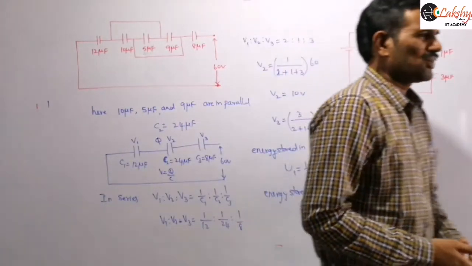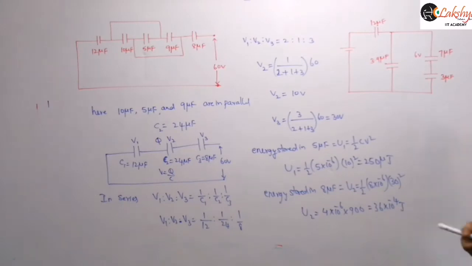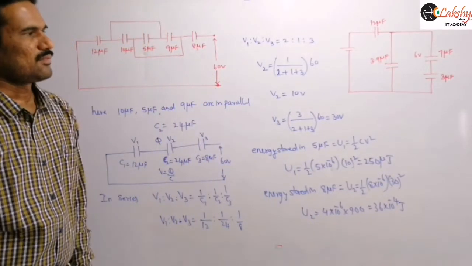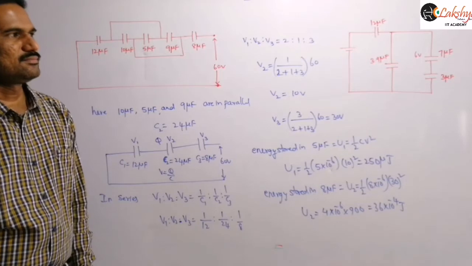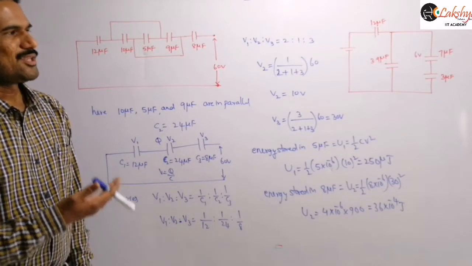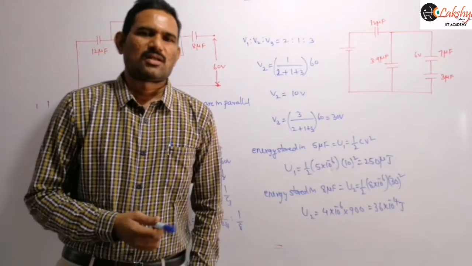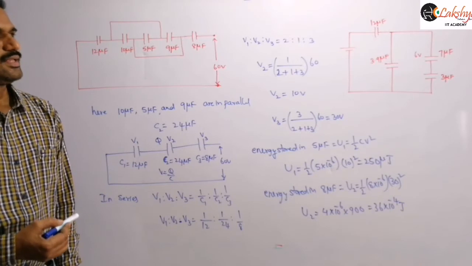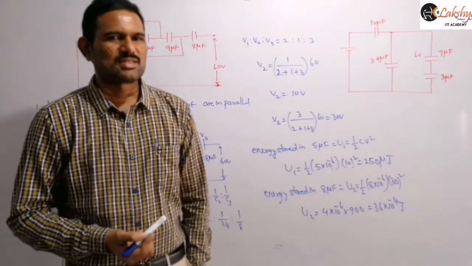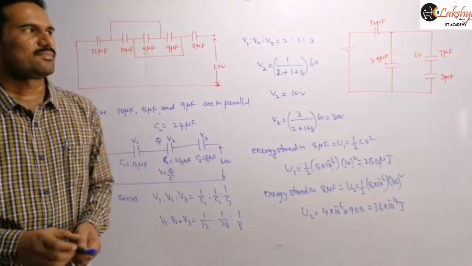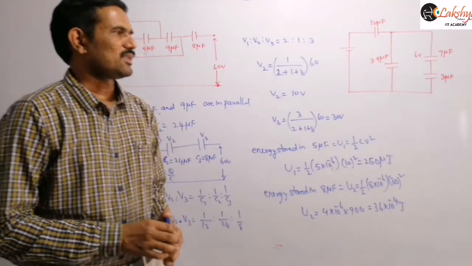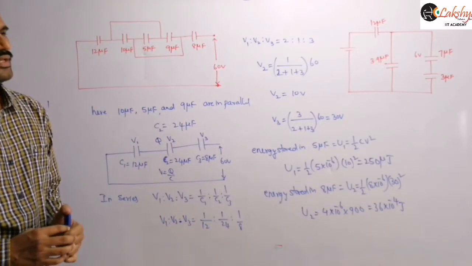And next, in this problem we need to do the reverse calculations. In the circuit shown in the figure, the potential difference across the 7 microfarad capacitor is 6 volts.